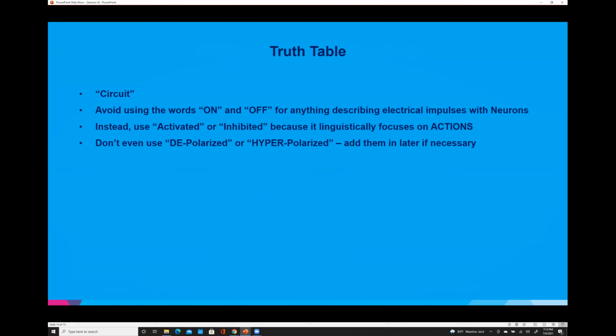I don't even like the idea of depolarized or hyperpolarized because they confuse people by inverting the activation, because the word "de" and "activate" are together, but no one understands it. And so, people will imprecisely mash words.